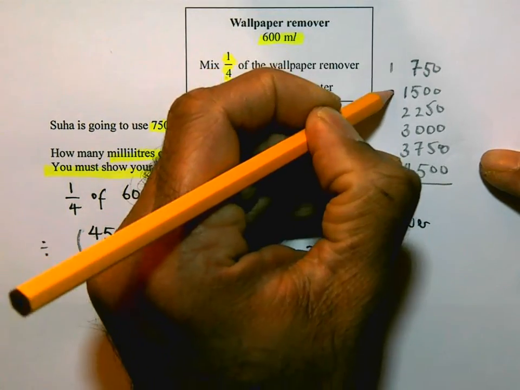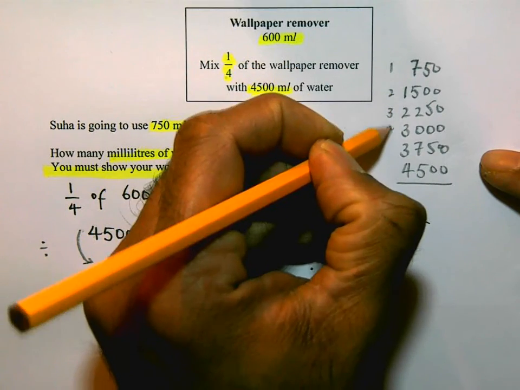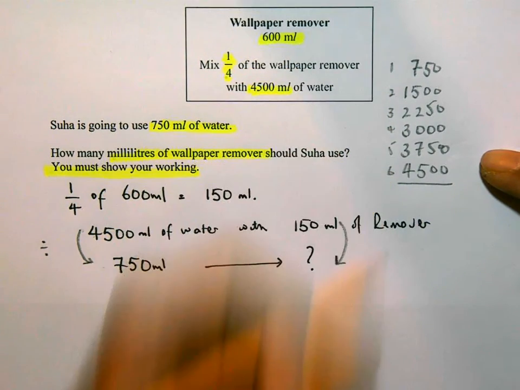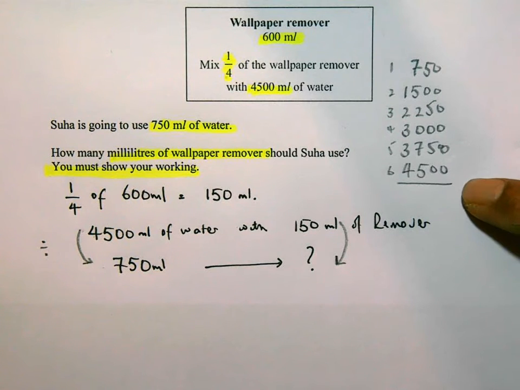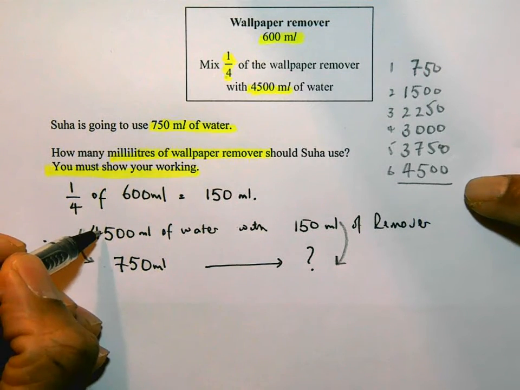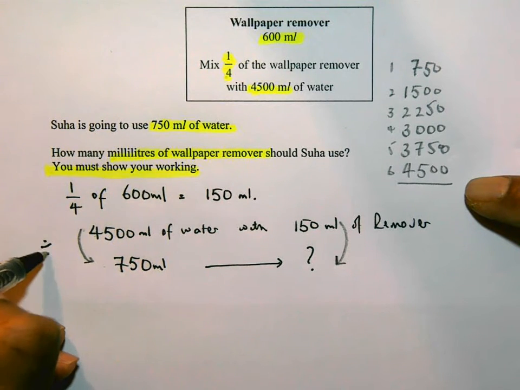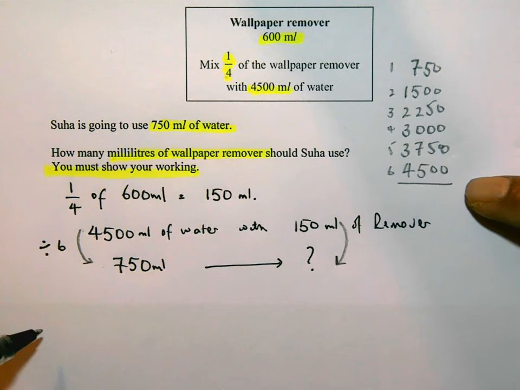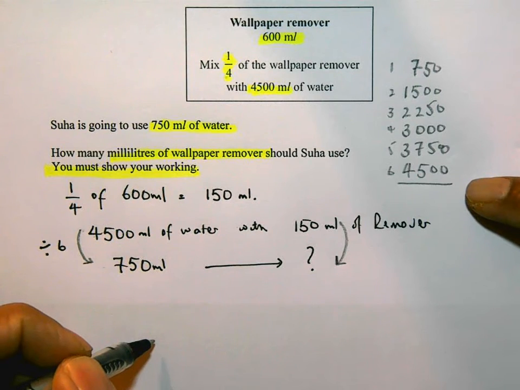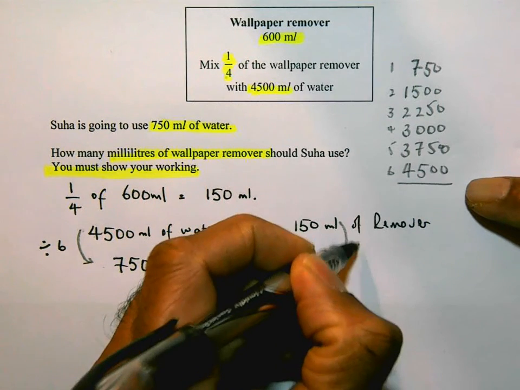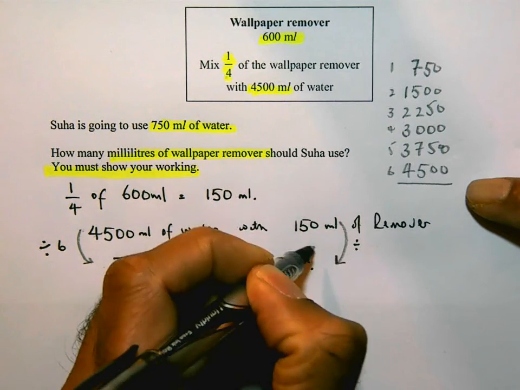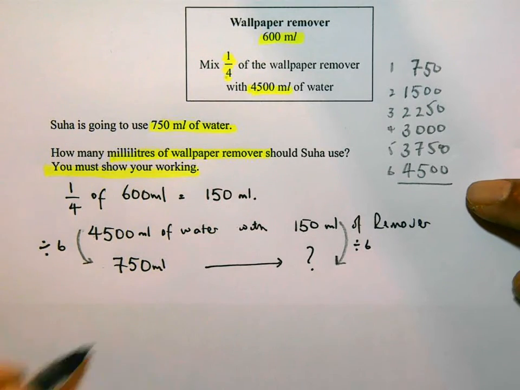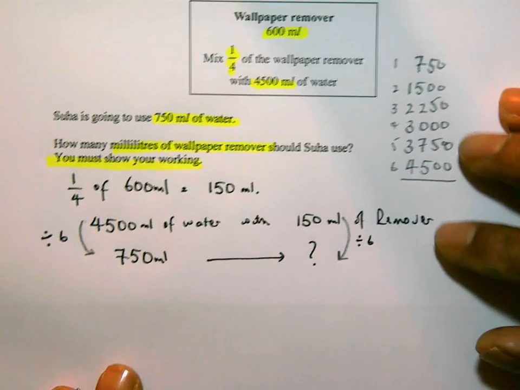And how many of them are there? 1, 2, 3, 4, 5, 6. 6 lots of 750 make 4,500. So in other words, 4,500 divided by 6 is going to give me 750. So I need to do the same on this side. Divide 150 by 6. I'm going to use the bus stop method for that.